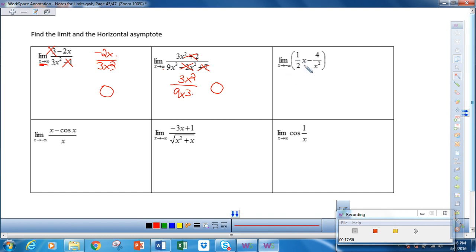So we're going towards negative infinity, so we treat these separately. Remember, the properties of limits say that I can write this as the limit as x approaches negative infinity of 1/2 x, minus the limit as x approaches negative infinity of 4 over x squared. Well, as this goes towards infinity, we know that x squared is growing faster than 4, so we know that this is 0.